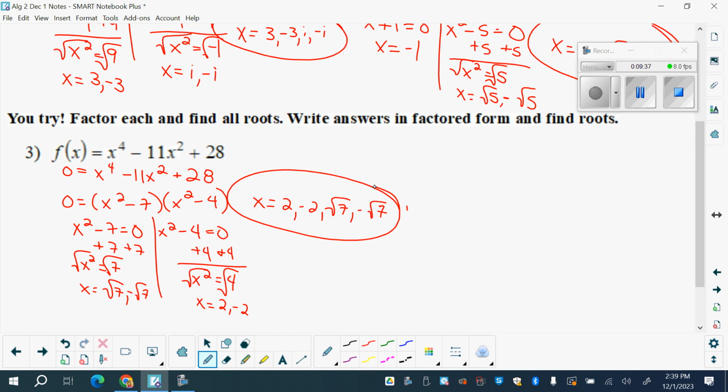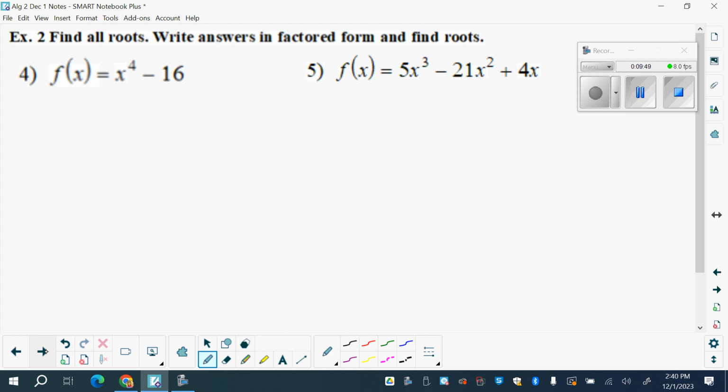Any questions on that? Okay, on to the next example. Okay, so what do we do on number 4? Some confusion about this today, so what do we do on this one?